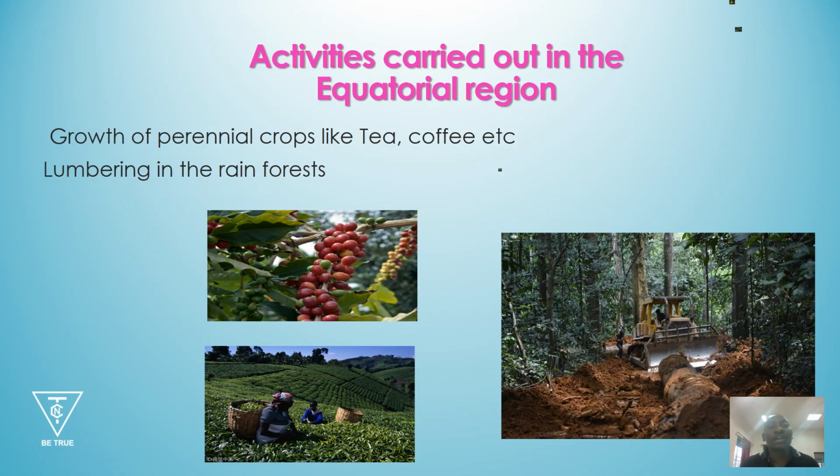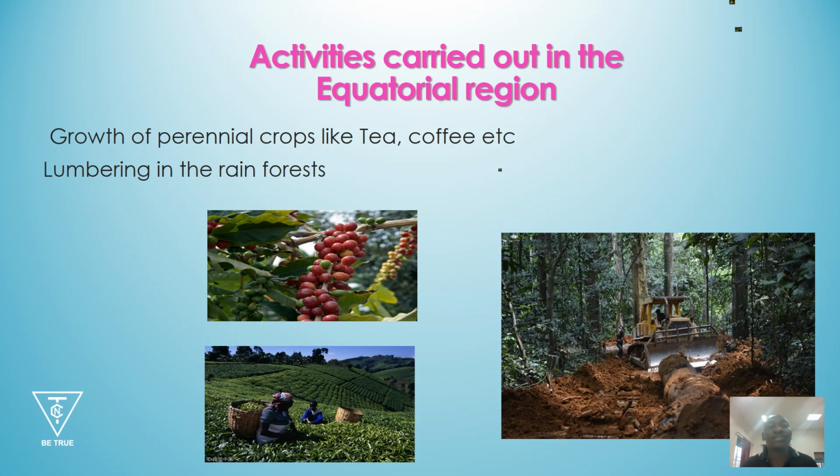We move to the activities which are carried out in the equatorial region. The region receiving heavy rainfall, the double maxima, permits the growth of perennial crops. When you check on the left, you can see the coffee. You also can see tea. Some people are carrying out tea harvesting. Those crops survive in wet conditions, and such conditions prevail in the equatorial region.